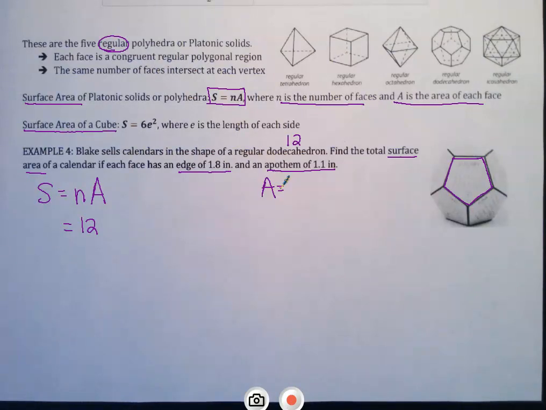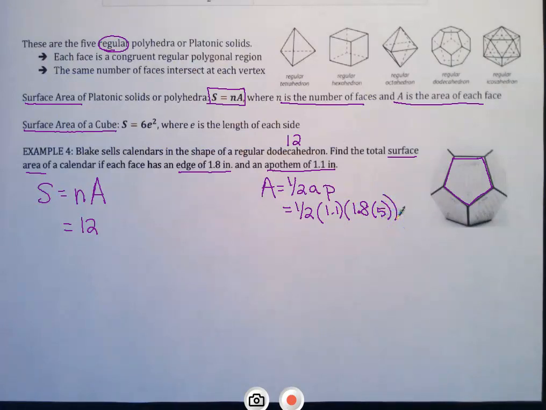Area of a regular n-gon. It says each side of the face is 1.8. It does, but we have to have the formula to find the area. So it's 1/2 the apothem times the perimeter. All right, and so you're right, it tells us that. How big is the apothem? 1.1. So the perimeter is 1.8 times 5. We didn't find the perimeter first.